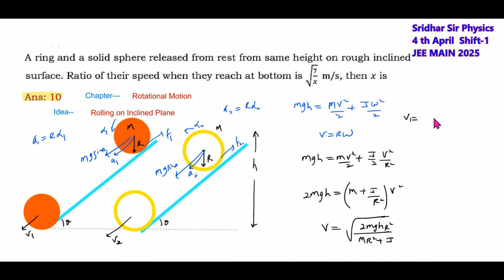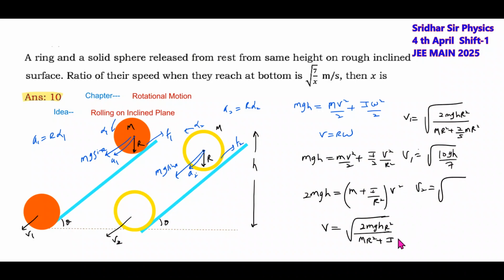First case, v1 will be 2mghr² by mr² plus 2 by 5 mr². Okay, mr² will get cancelled out. We get the square root of 10gh by 7. This is the speed of the solid sphere.